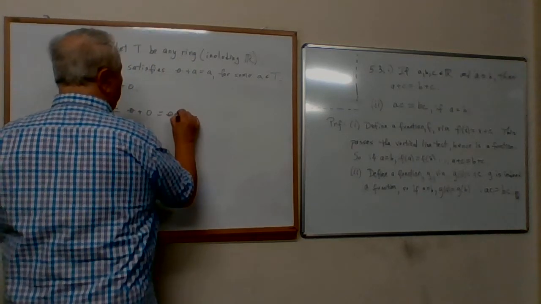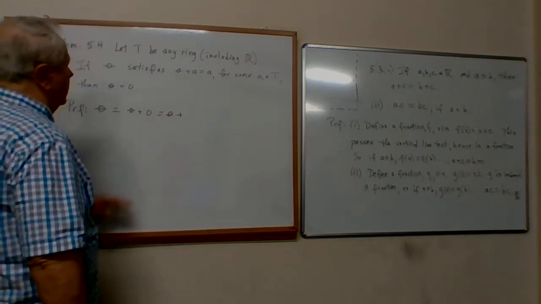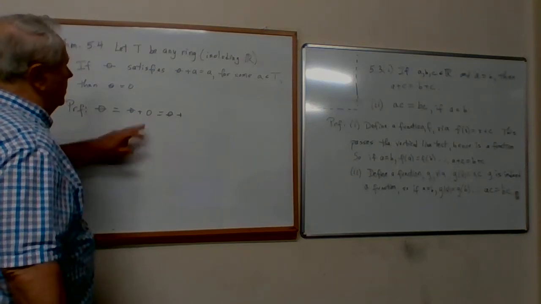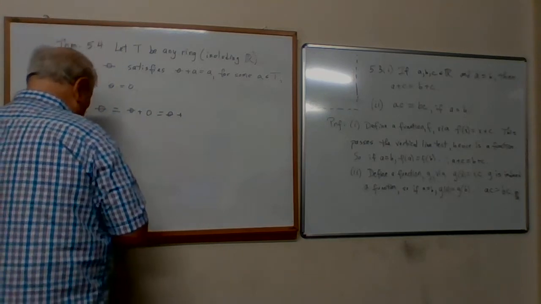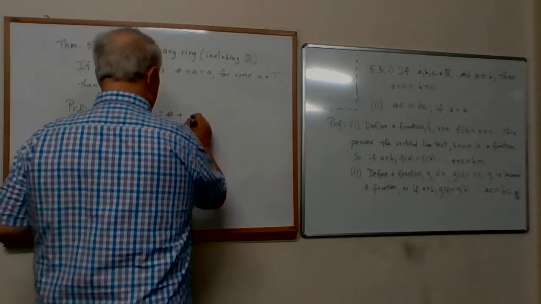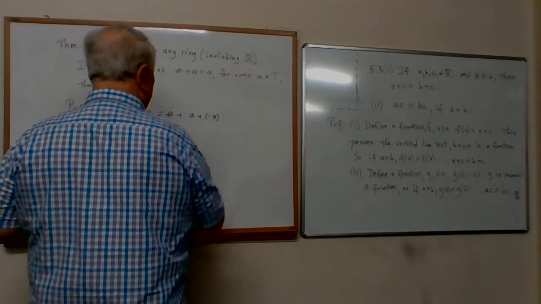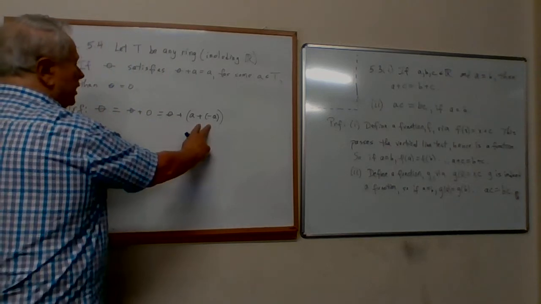Well, this is theta plus. Now, is there another way that we can write 0? How about, that involves A, by the way. Well, how about A plus negative A? This is 0 for our element A.